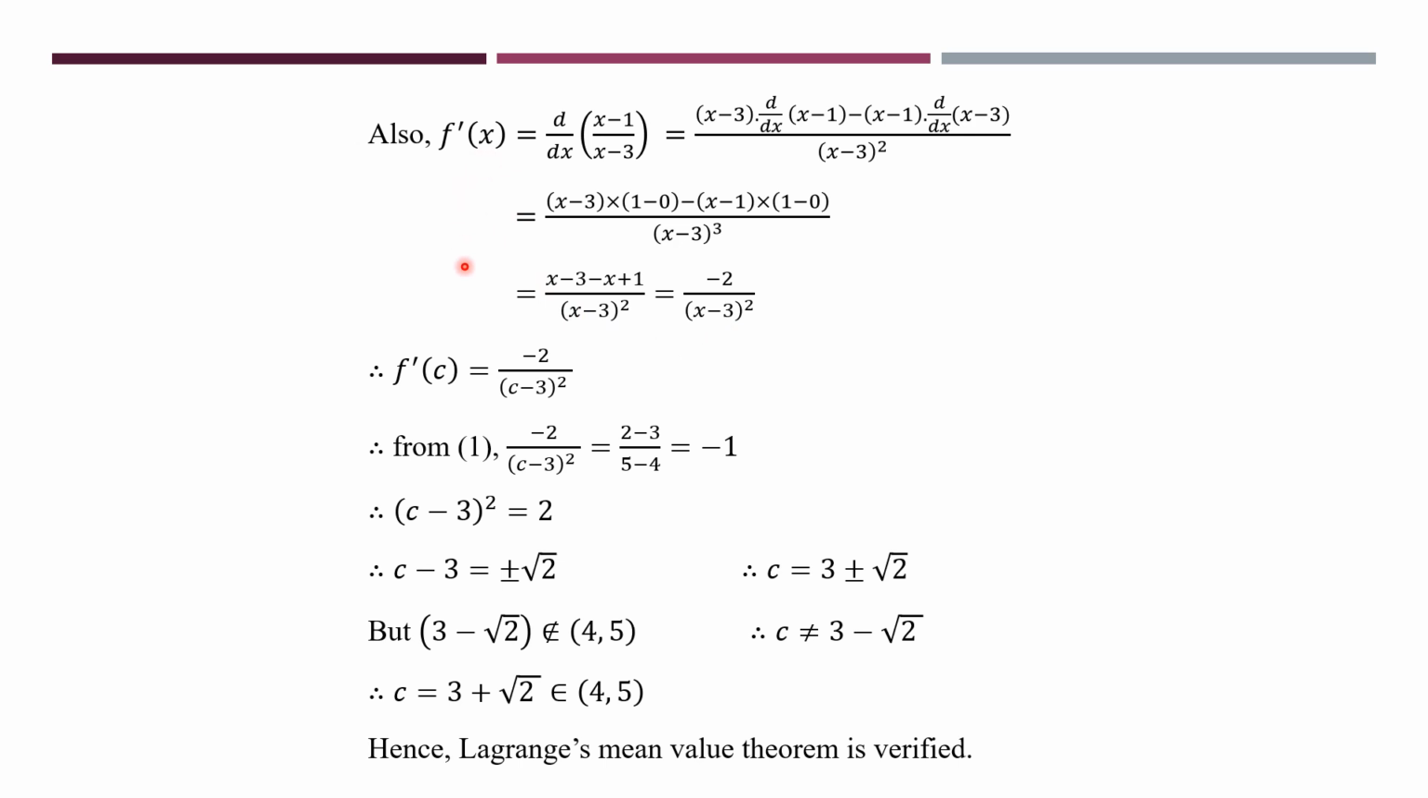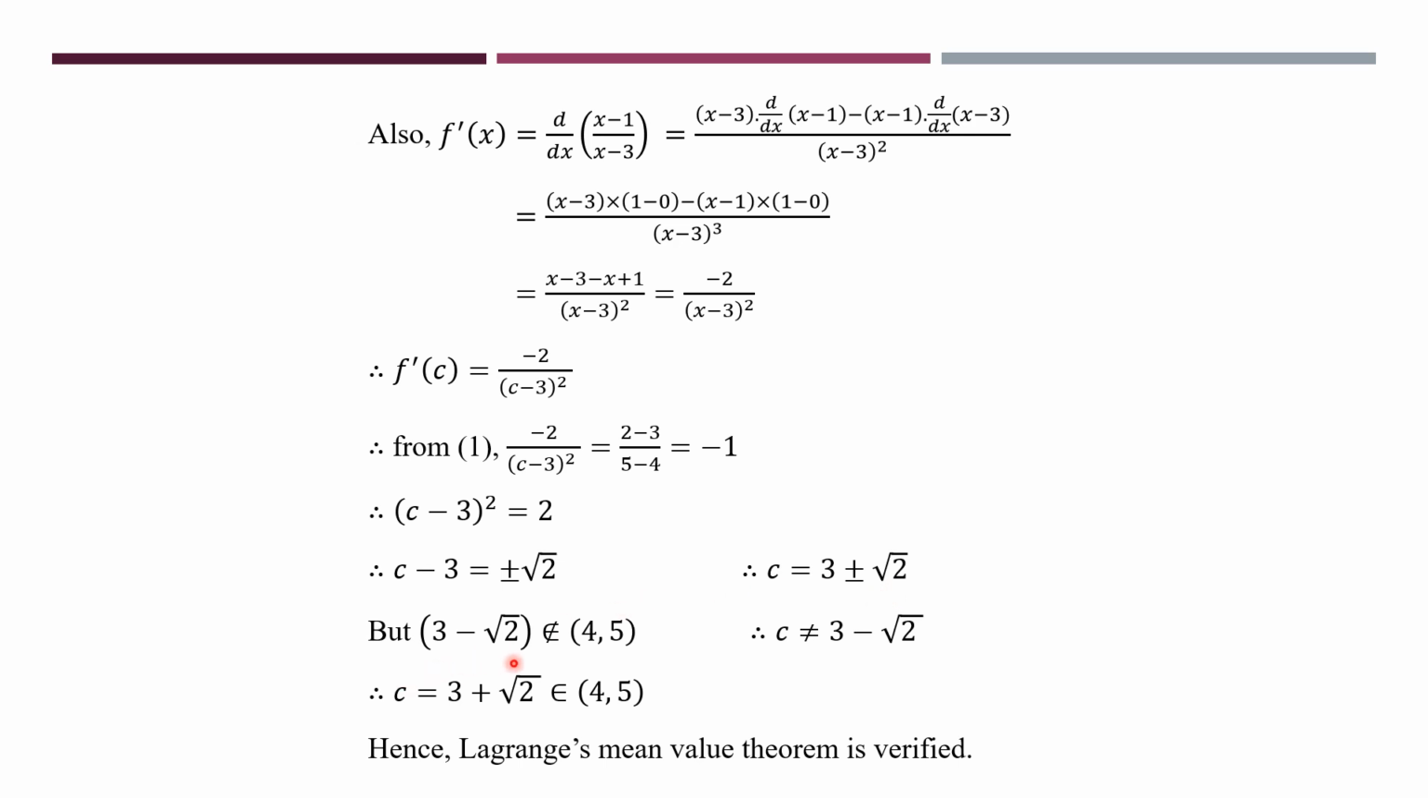From f dash of x we find f dash of c, then put x equal to c, we get minus 2 divided by c minus 3 square. From equation 1, here is f dash of c, minus 2 divided by c minus 3 square equal to f of b minus f of a, that is 2 minus 3 divided by b minus a, that is 5 minus 4. Simplifying we get minus 1. Hence c minus 3 square is equal to 2. Hence c minus 3 equal to plus minus root 2. Take minus 3 on RHS, we get c equal to 3 plus minus root 2.